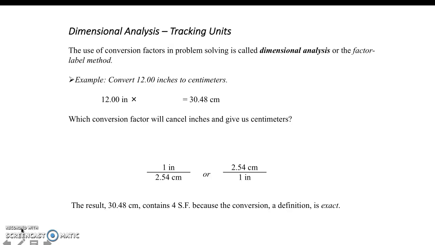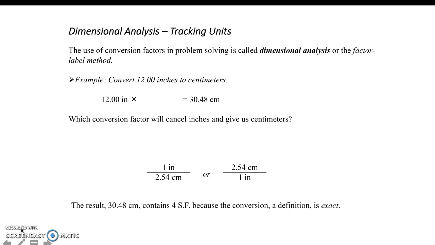So for instance, if you're trying to convert 12 inches to centimeters, you would put 12 inches multiplied by the conversion such that your unit ends up being centimeters. So if you use that second set of units there, 2.54 centimeters per inch, and you put that such that you multiply by 12 inches, the inches cancel and you are left with an answer in centimeters. The result is 30.48 centimeters.